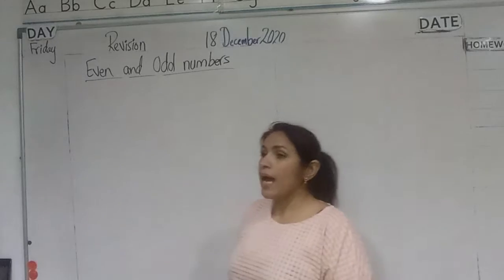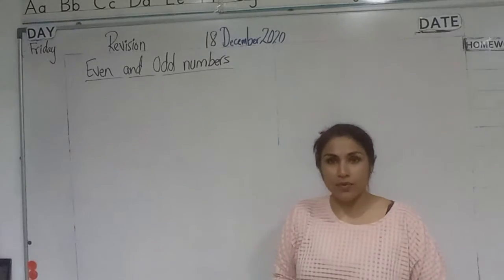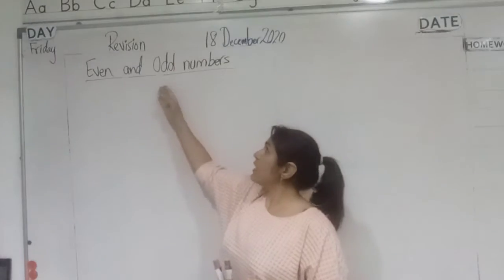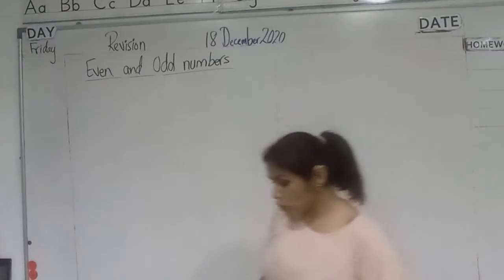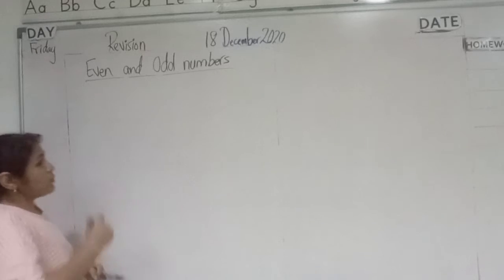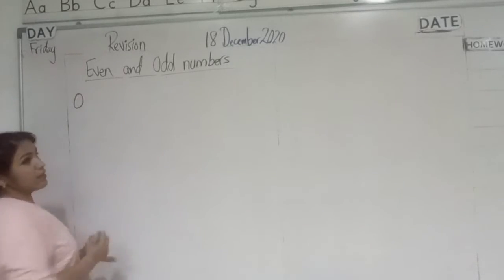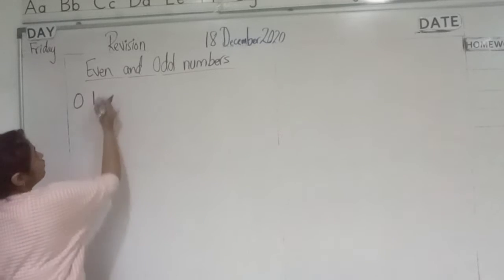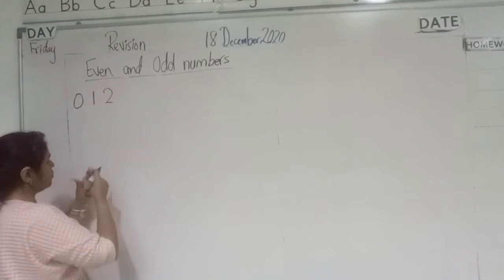Right, okay, as you all know, we have started our revision. So today's topic for revision is even and odd numbers. So I'm going to talk about even and odd. As we start with the 0, it's an even, alright. Odd number is 1, followed by even number 2.